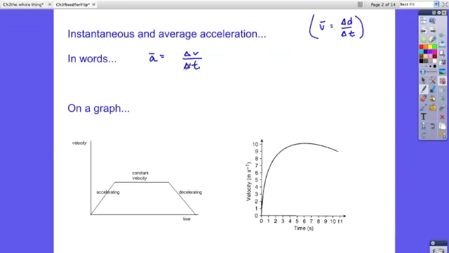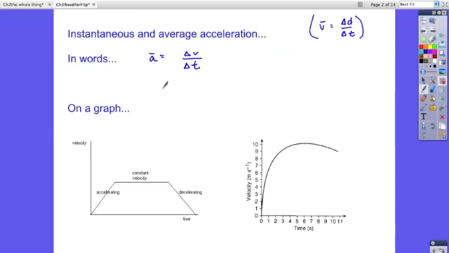So over some period of time, there has been some change. That change might have been constant, or it might have changed a lot and then a little bit, but over that period of time, you have an average acceleration. So it's an acceleration over some time interval.